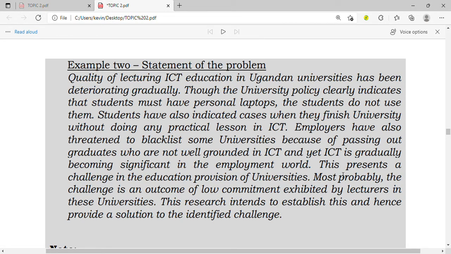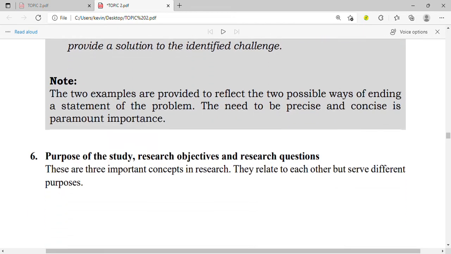This represents a challenge in the education provision of universities. Most probably, the challenge is an outcome of low commitment exhibited by lecturers in these universities. This research intends to establish this and hence provide a solution to the identified challenge.